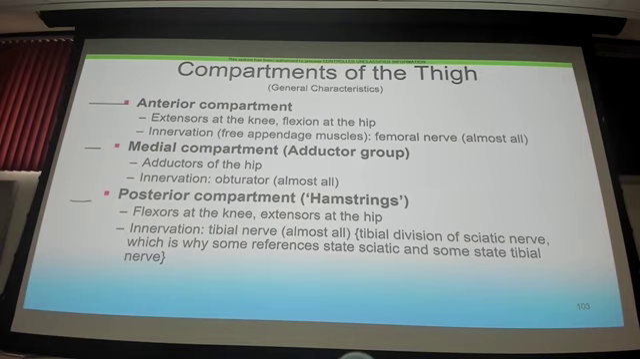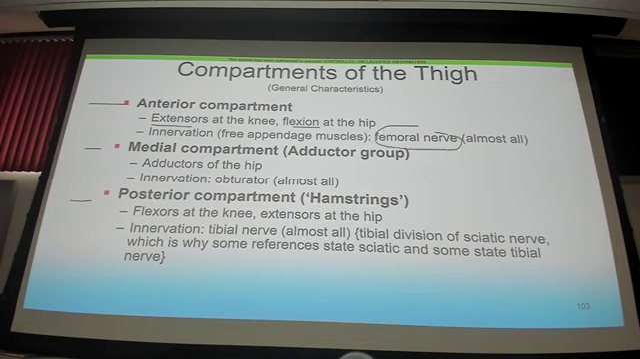are going to be a little different than the upper extremity. Remember, in the upper extremity, when we had an anterior compartment, it did flexion. But the lower extremity doesn't function the same. They do an opposite action at the hip and the knee. So the anterior compartment of the thigh does extension at the knee and flexion at the hip. And almost all of these will be innervated by the femoral nerve.